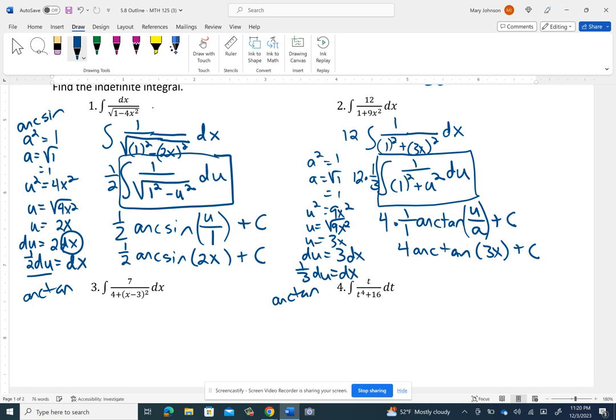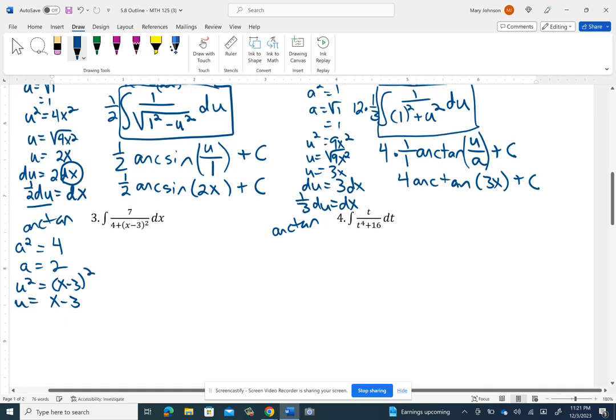And so what I'll wind up doing is the same thing we did before. Try to get this problem looking like one of the formulas and then apply it. Okay. So I'm going to figure out what my a is. A squared would be 4, so a will be 2. u squared equals (x minus 3) squared, so u would be x minus 3. Now the derivative of u would equal 1 dx.